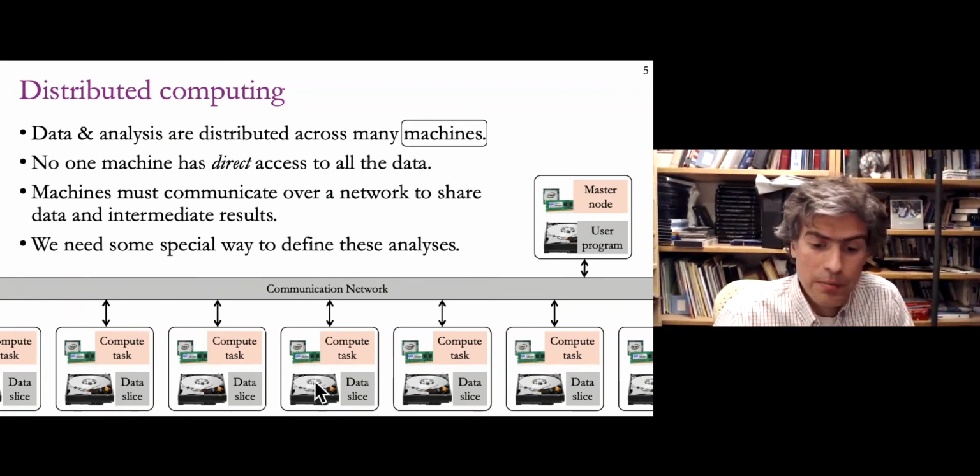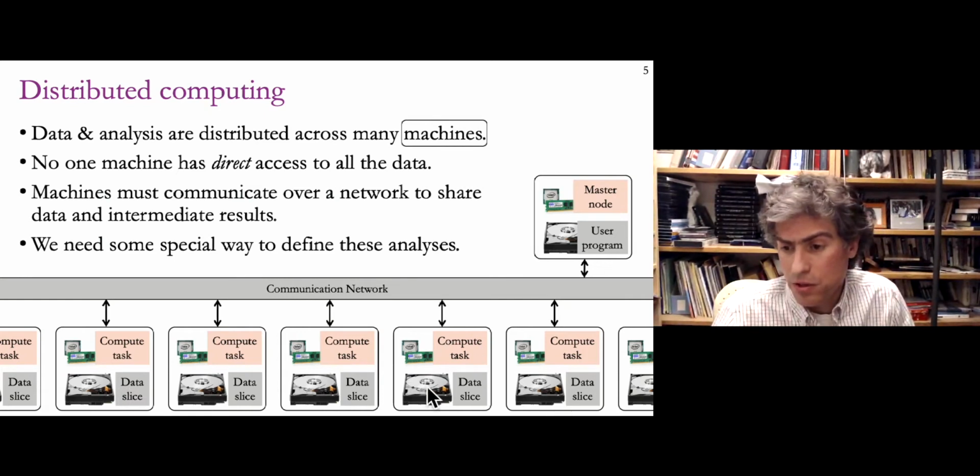So you split up the data. See how I have data split across all these machines. We have some kind of communication network connecting them. And then maybe we have a control node that is also connected to the network, where you start the program. And then in order to do this well, you need some kind of special way to define these analyses.